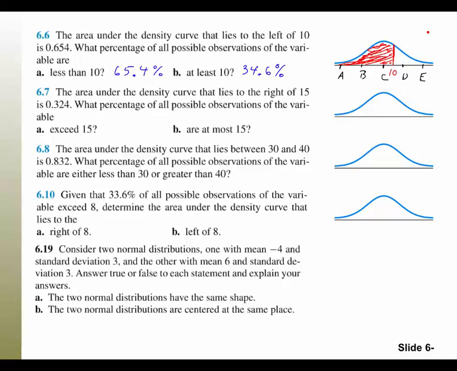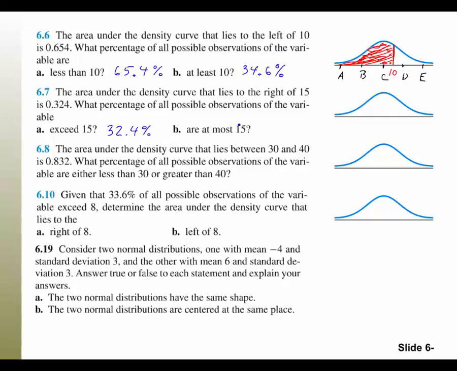All right, Felipe, what do you think? This one: the area under the density curve that lies to the right of 15 is 0.324. What percentage of all possible observations exceed 15? He wants 32.4%. Yeah, so lying to the right on the variable scale would be greater than. So if we want the observations to be greater than 15, we know that's the same as the area, 32.4%.